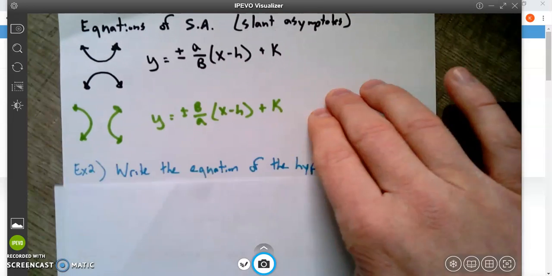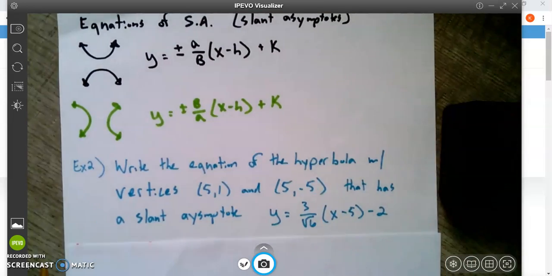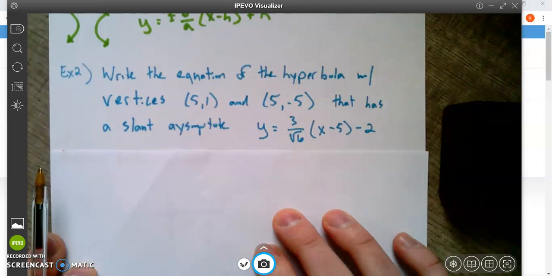Okay, so let's try this problem. Take a minute if you want. Why don't you hit pause, try it on your own, see how far you get, see where you get stuck, and then we'll come back and hit play and we'll finish it up.